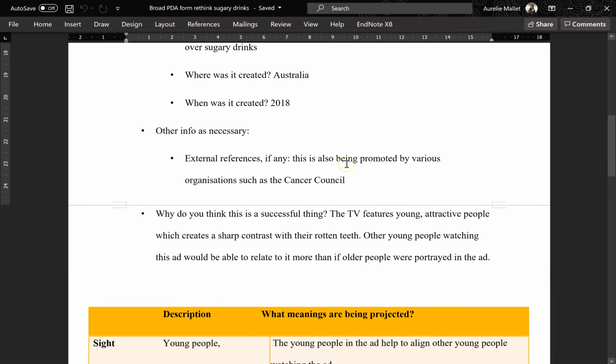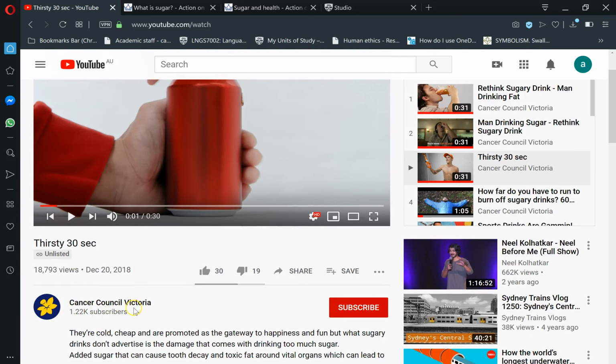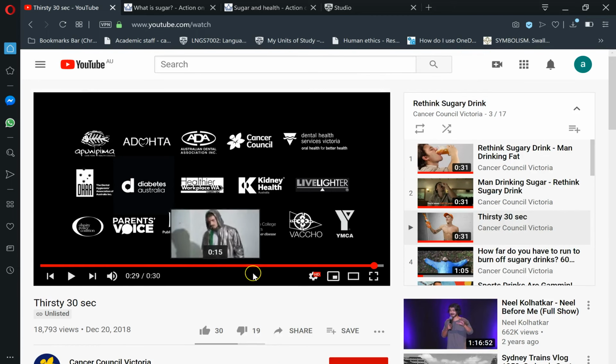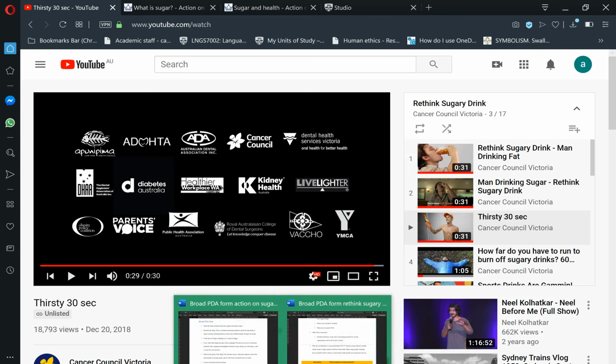Any external references? With this one, there are various organizations that are being promoted, one of which is the Cancer Council. You might have noticed it here. This ad is on the Victorian Cancer Council, but it's actually part of the Rethink Sugary Drinks campaign. And at the end here, it shows all the sponsors and the people that are involved in it. So that might be something relevant to mention.